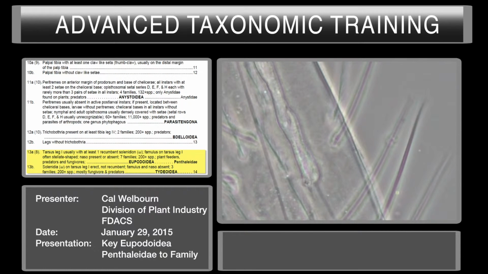The stellate famulus and the recumbent solenidia are characteristic of the superfamily Eupodoidea, which includes Penthaleidae and several other families that show up on plants. They're not common, but they do show up on plants regularly. So in this key, it comes out to Eupodoidea, Penthaleidae. All right, this ends the keying to the family.